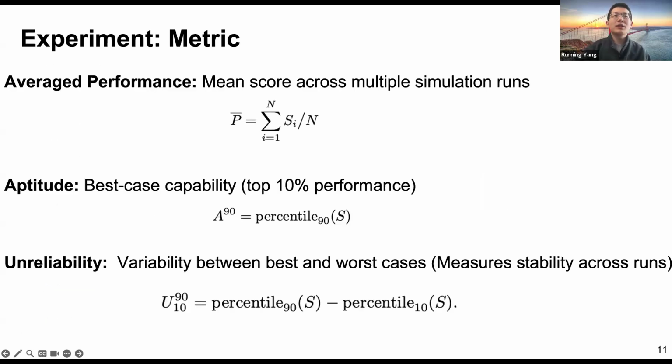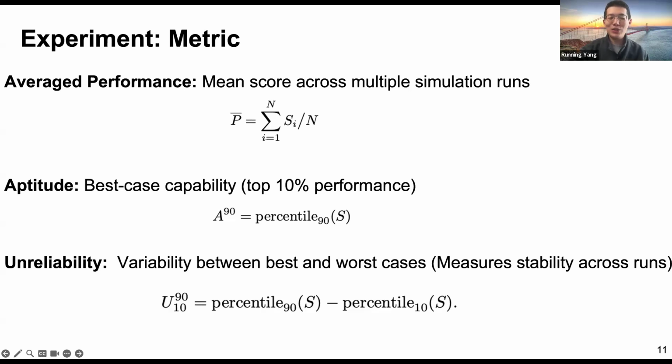And for the metrics, they introduce three metrics. The first is really common, so the performance is just the average score. And the other two are introduced based on their work. The first is aptitude, which measures the best-case performance using the top 10% results. And unreliability measures how much the performance varies by taking the difference between the best and the worst cases. So for example, even if a model can sometimes get 95, if it also gets 30 in another run, then this means it's really unreliable.